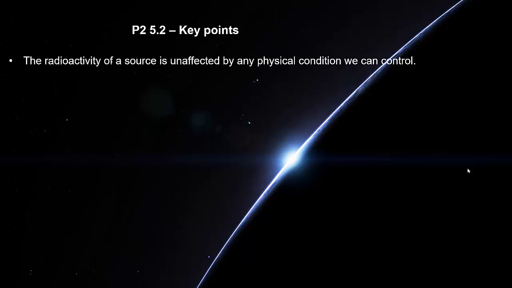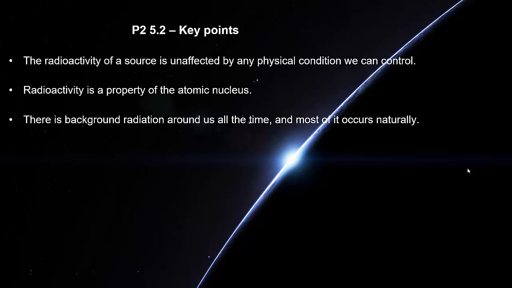The radioactivity of a source is unaffected by any physical condition we can control. Radioactivity is a property of the atomic nucleus. There is background radiation around us all the time, and most of it occurs naturally. One element can change into another by alpha or beta emission.